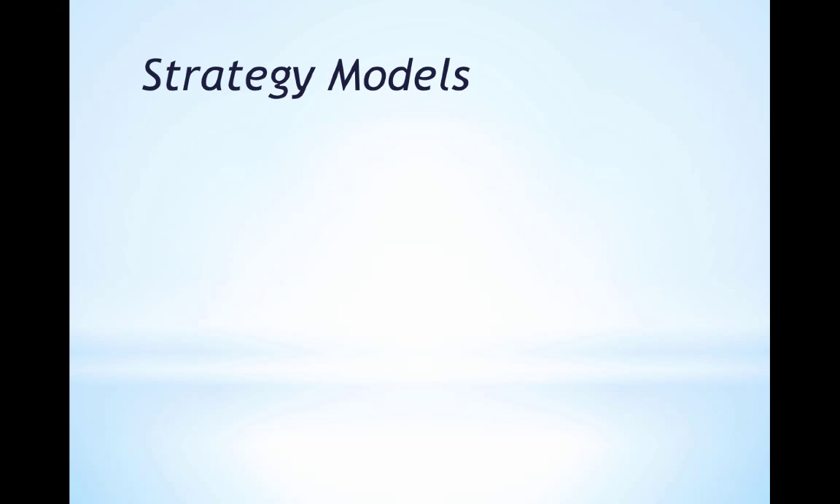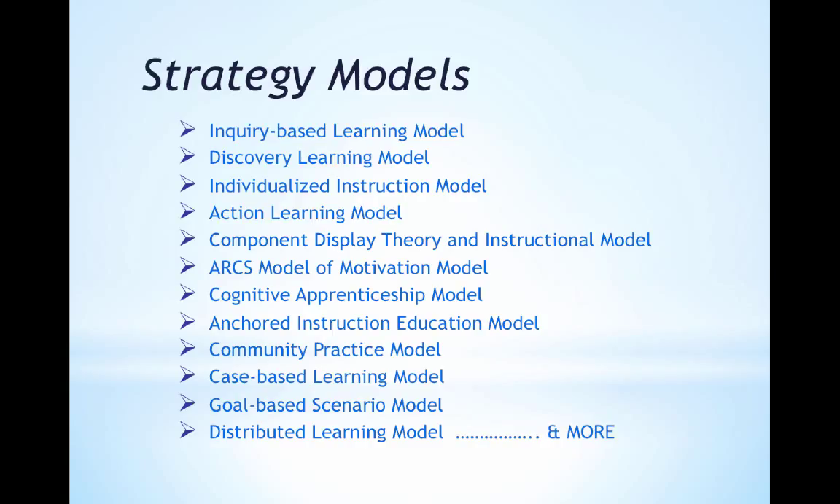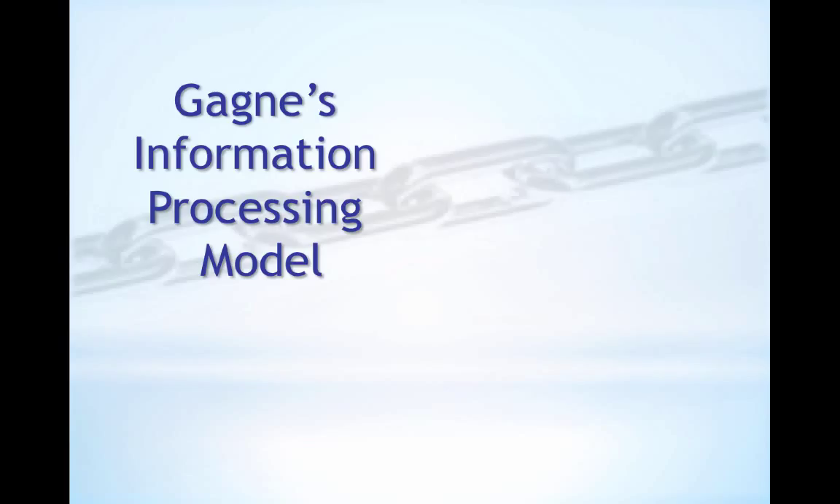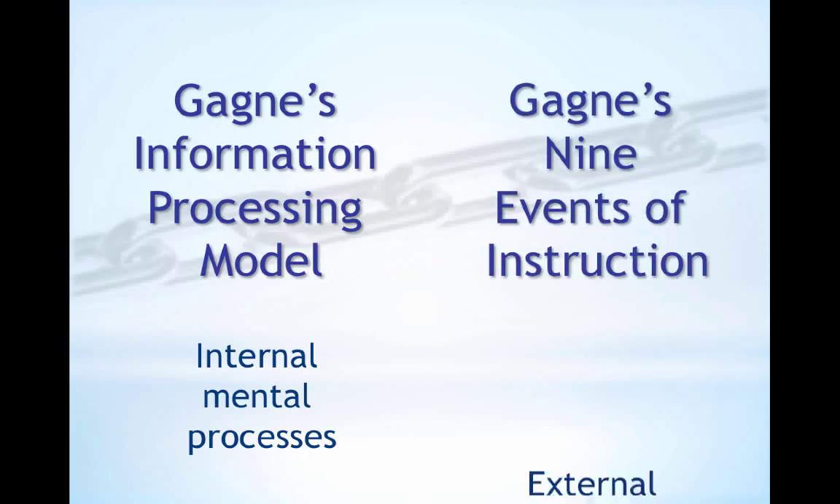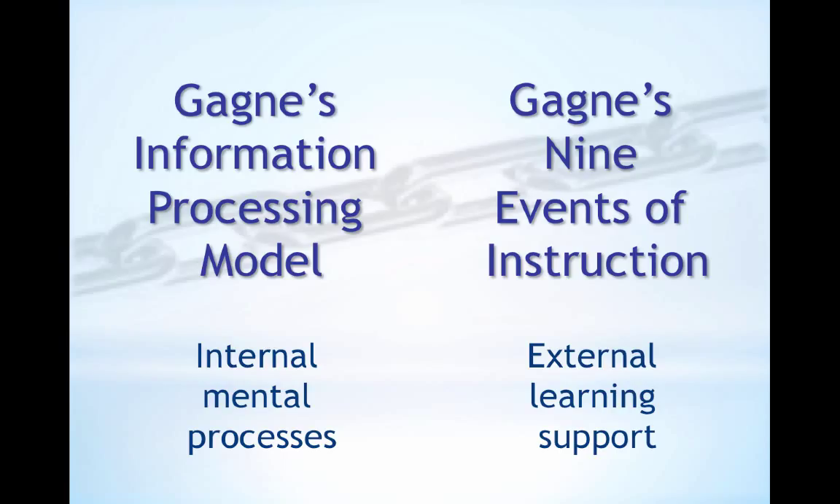There are strategy models and process models. Dick and Carey's model is more of a process model. However, here strategy models come in handy at this part of the model. I'm going to show you a model that's commonly used in instructional design. It's called Gagne's Information Processing Model, which is an internal model of mental processes. I'm going to link it to Gagne's 9 events of instruction, which are external learning supports for the internal mental processes.